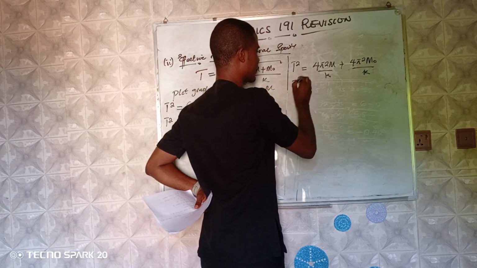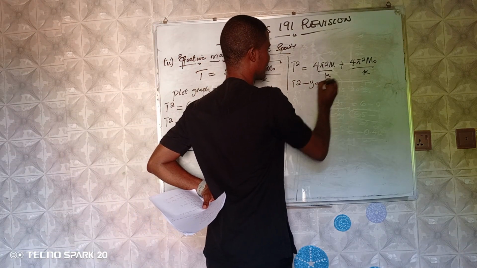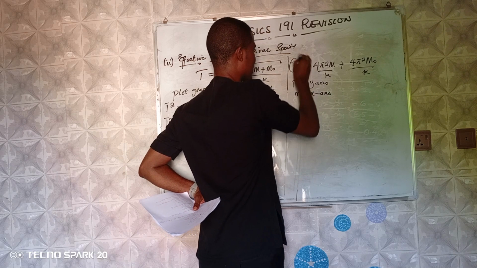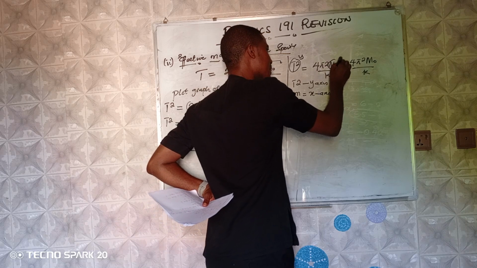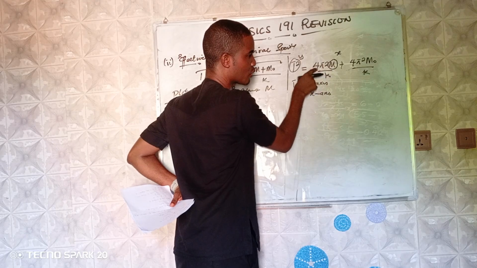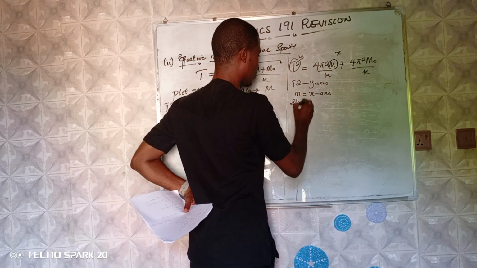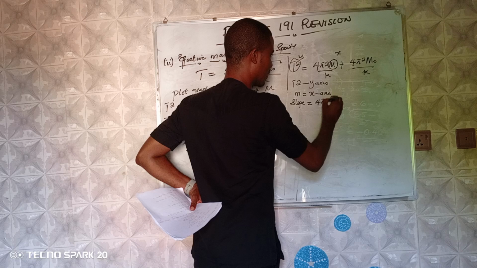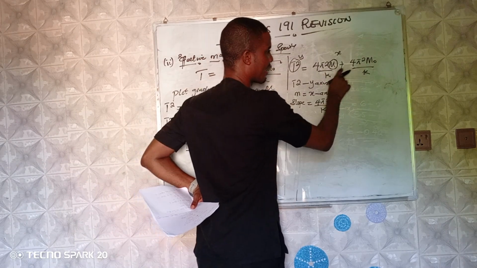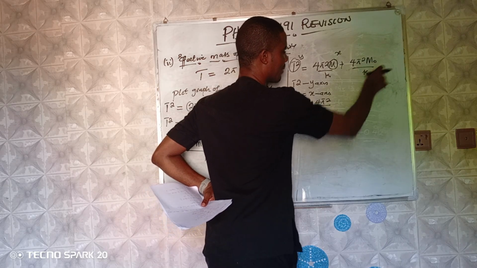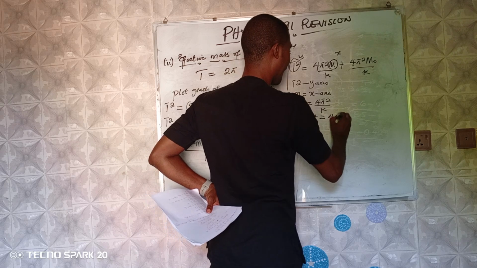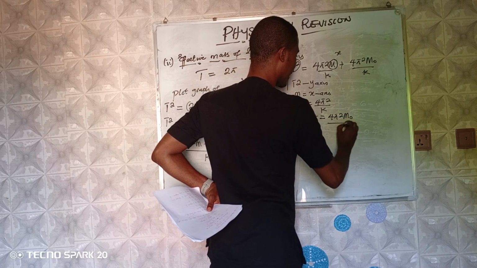Now, since my t square is my y-axis, my m is my x-axis. So this one is my y, this one is my x. Anybody attached to the x by virtue of multiplication is my slope. My slope is 4 pi squared over k. And anybody attached to the x by virtue of plus or minus becomes my intercept. The intercept is 4 pi squared mo over k.